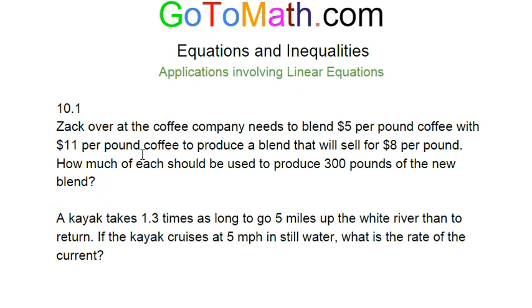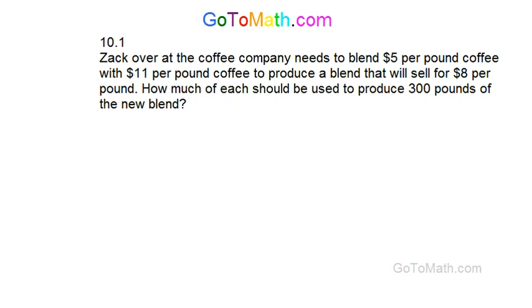It says Zach over at the coffee company needs to blend $5 per pound coffee with $11 per pound coffee to purchase a blend that will sell for $8 per pound. So he's going to mix them up. How much of each should be used to produce 300 pounds of new blend? So this problem is going to be similar to the investment problem that we did earlier, actually. Okay, just to give you an idea.